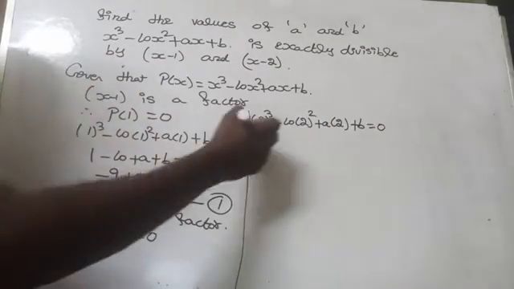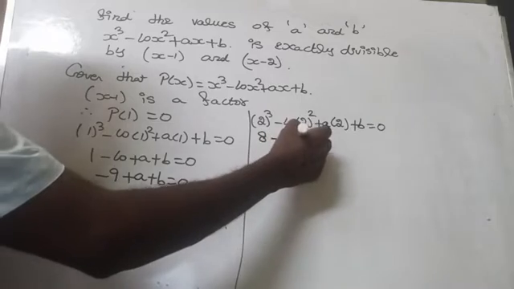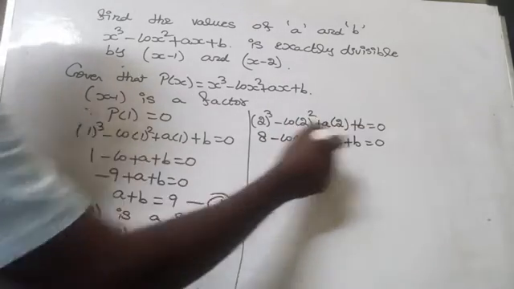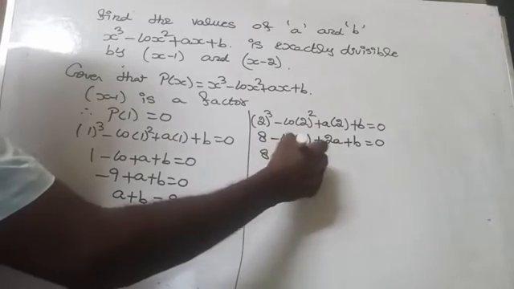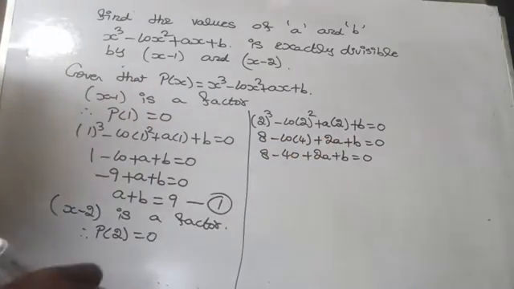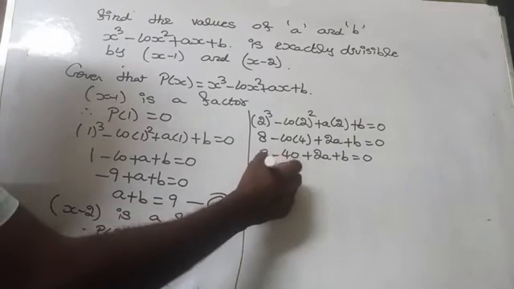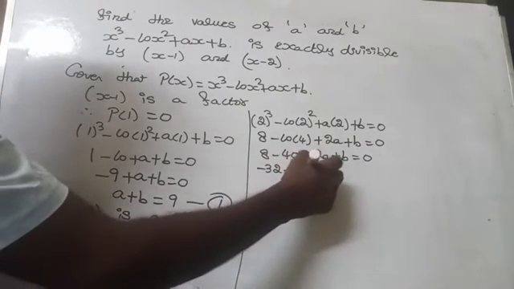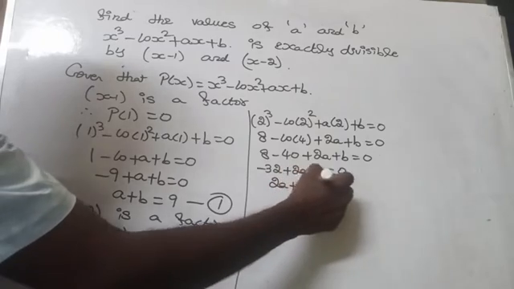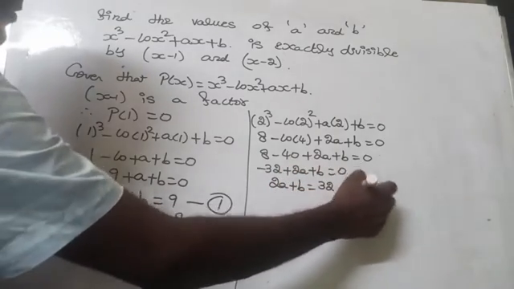Now expand. 2 cube is 8, minus 10 into 2 square, which is 4, plus 2 times a is 2a, plus b equals 0. 8 minus 10 fours are 40 plus 2a plus b equals 0. 8 minus 40 is minus 32 plus 2a plus b equals 0. So 2a plus b equals minus 32, which becomes plus 32. Let it be equation number 2.